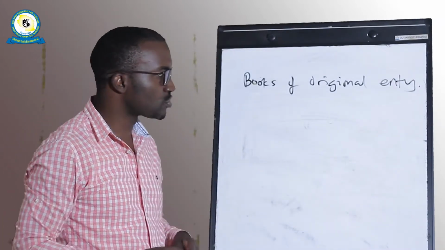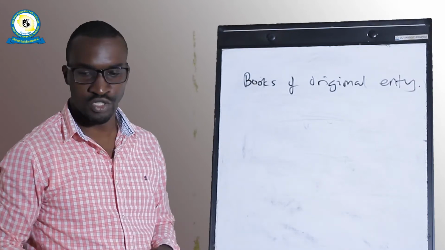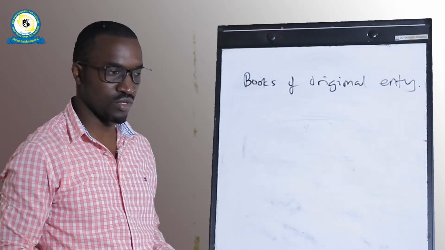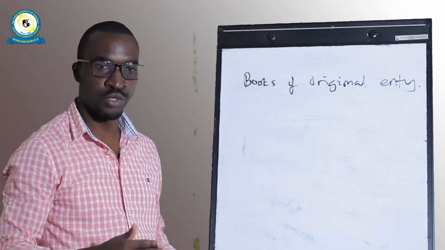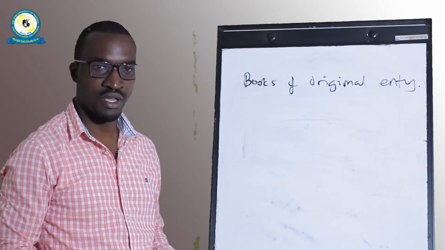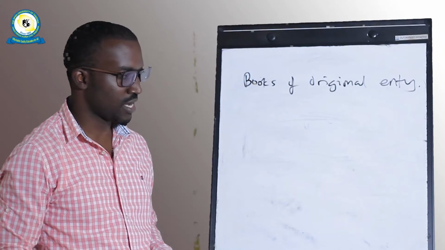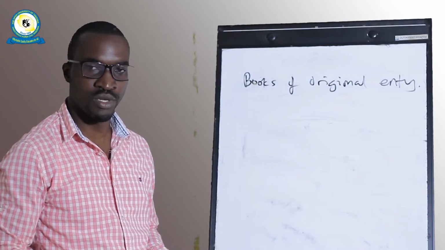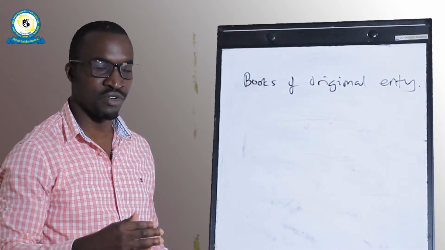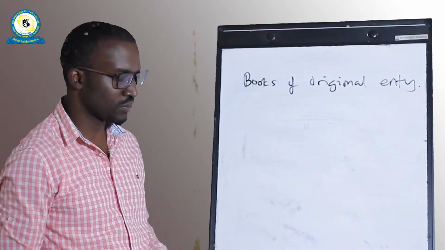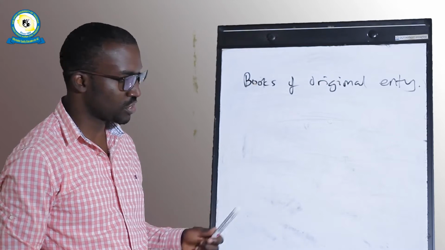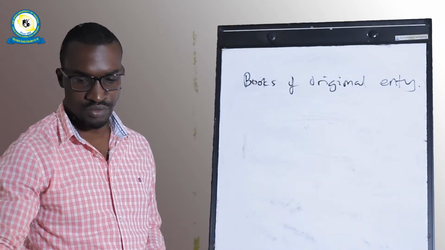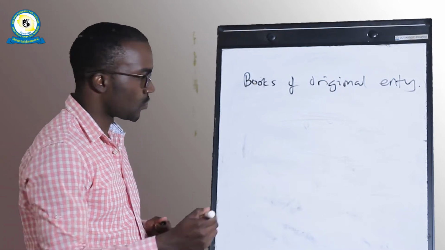Now, these books of original entry, or prime books of original entry, of course, these are the elementary books of accounts whereby you're going to record all the transactions from the source documents. And by source documents, you mean the receipts, the invoices, all those documents that act as a reference point from which you get the transactions that you're going to record into the books of original entry. And we have a number of these books.